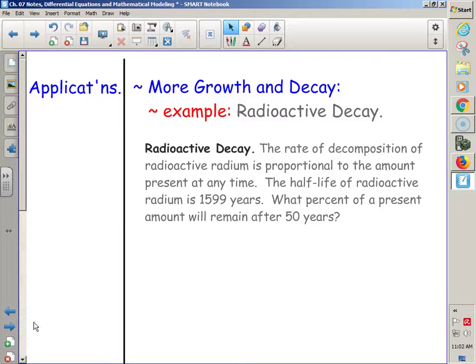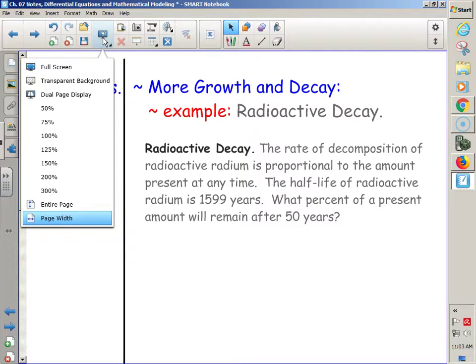You have your homework and your colored pens ready to go, true? I see exponential decay. What do you see? Right? Half-life, 1599. What do you do with that?